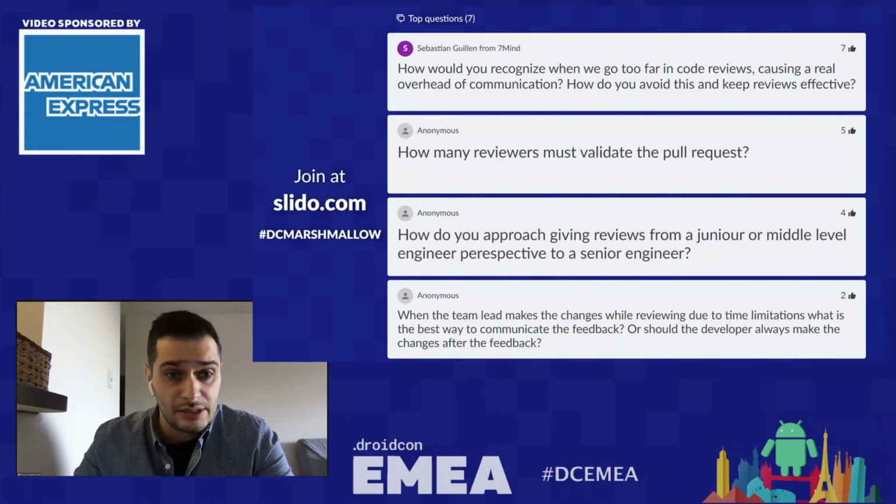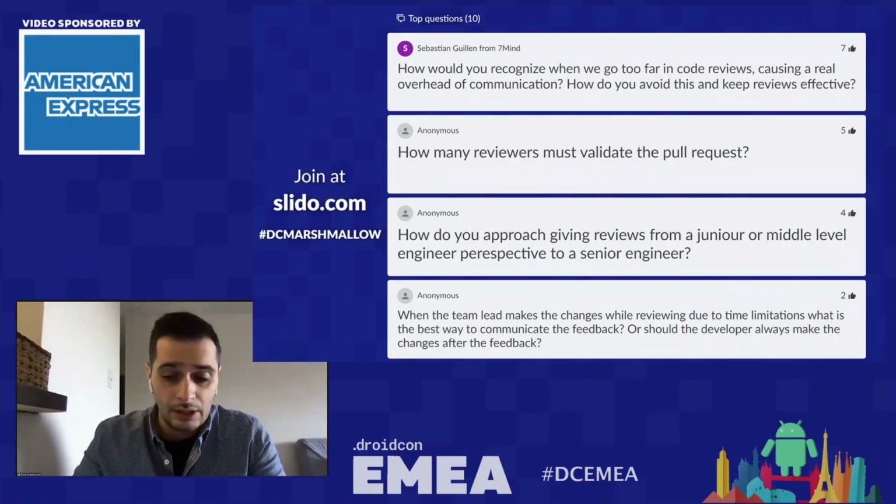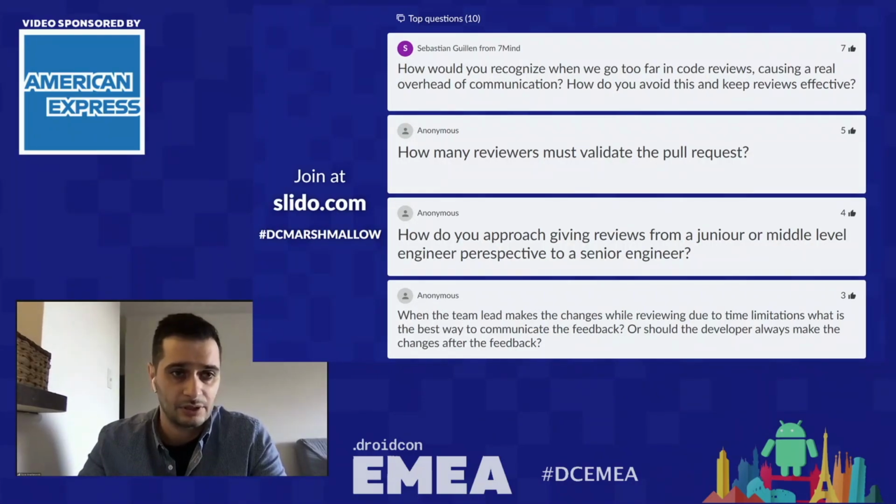Next question says, how would you recognize when we go too far in code reviews, causing a real overhead of communication? How do you avoid this and keep reviews effective? Well, I had a slide about if the code is better than before, approve it, as long as you have a healthy technical debt process in place. You can also acknowledge that this code can be improved, but we can maybe do it in another pull request.